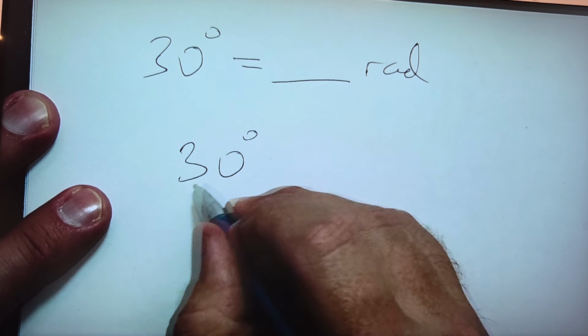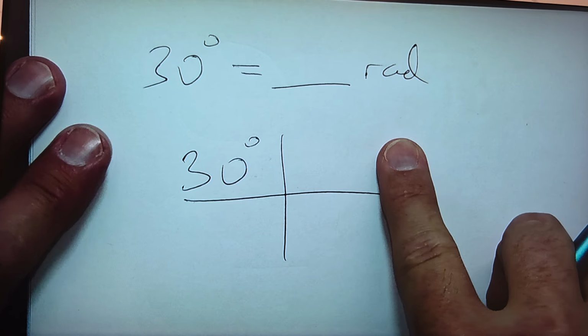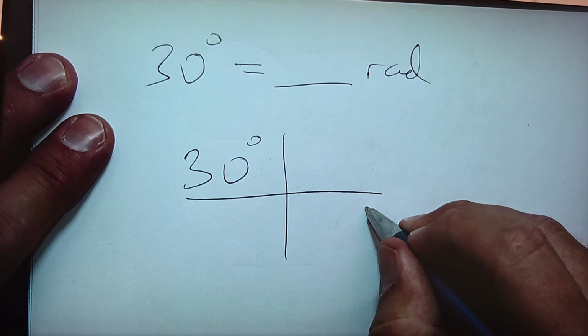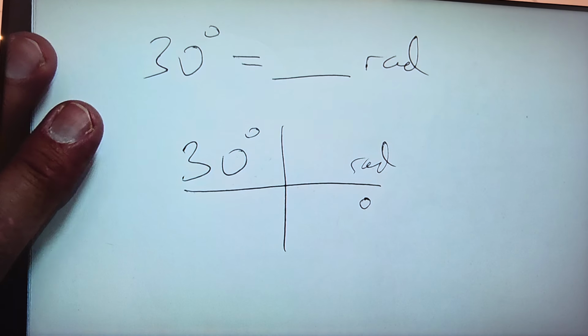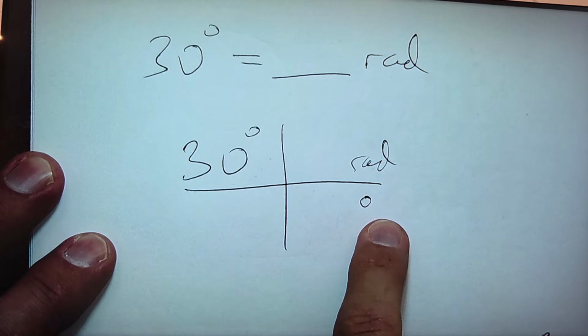So if I start with 30 degrees, what unit do I not want anymore? Do I want degrees? No. So where would I put degrees so that the degrees would cancel? Would I put it on the bottom or the top? On the bottom. If I put them on top, I get degrees squared, and I don't want degrees squared. So if I put degrees down here and radians up here, now I know where to put my numbers. How many rads is how many degrees?